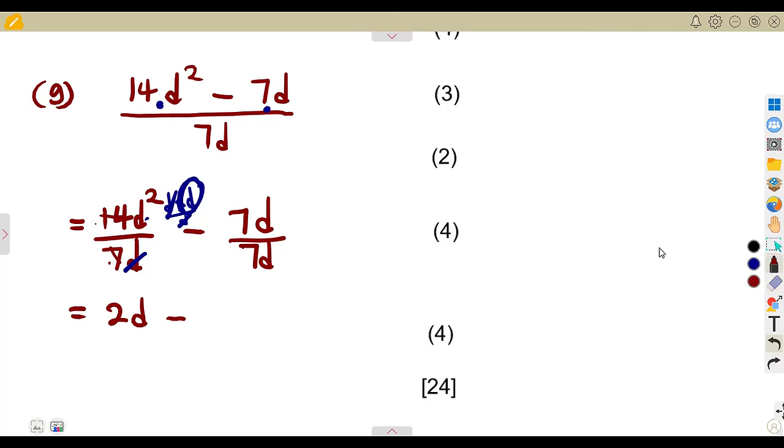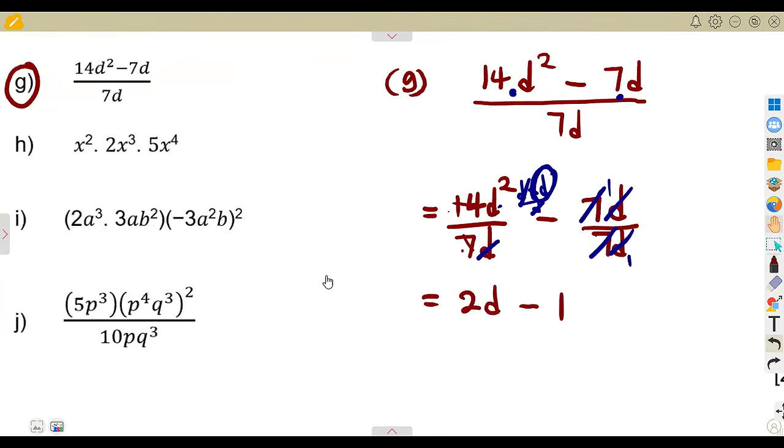Like I said before. On this one, I said if the numbers are the same, you can just cancel them, the 7 and the 7, the D and the D, that is going to be a 1. So this will give us 2D minus 1. There's nothing more that you can do. At this stage, you're done. So that's 2D minus 1 like that, okay?